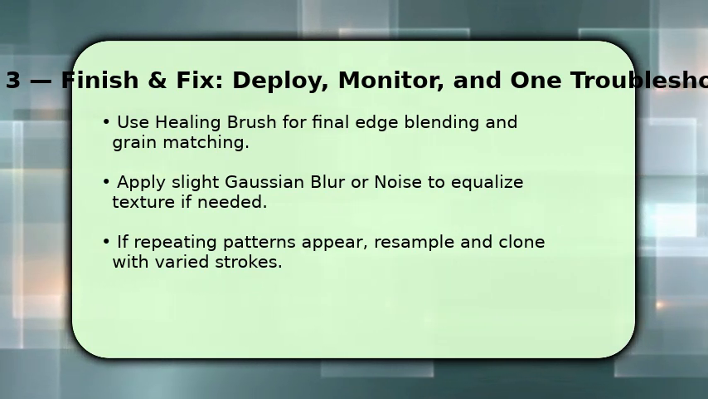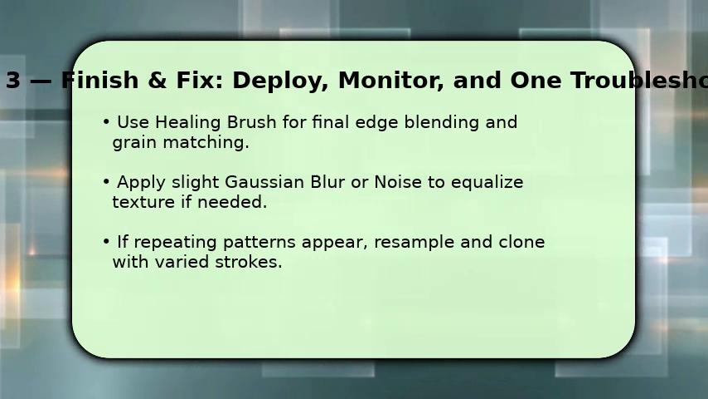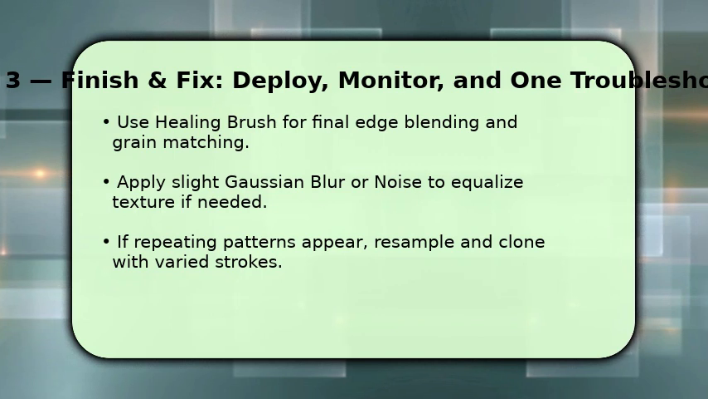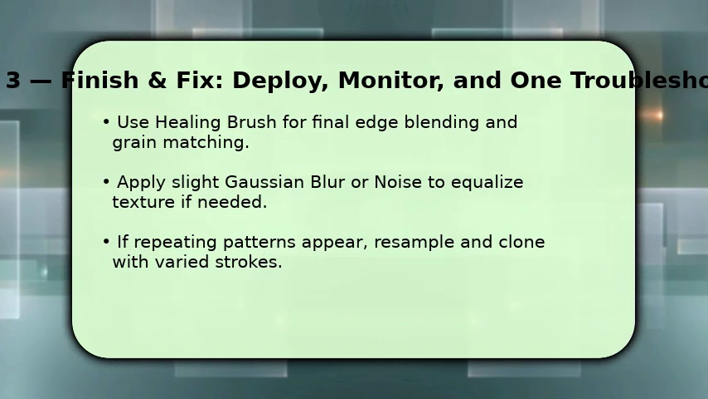Troubleshooting tip: if you see repeating patterns, undo and resample from different areas, reduce clone stamp opacity, and use short, varied strokes so repetition is not obvious. This fixes tiled artifacts quickly.